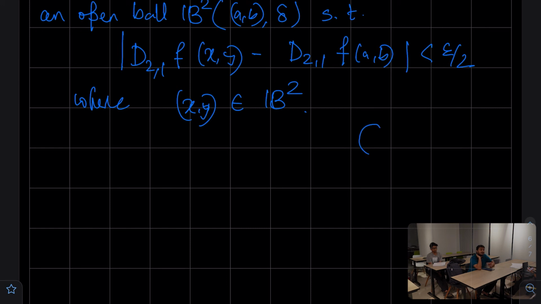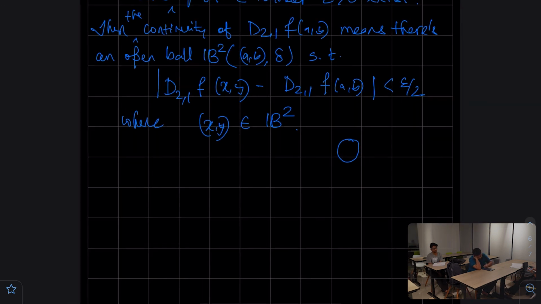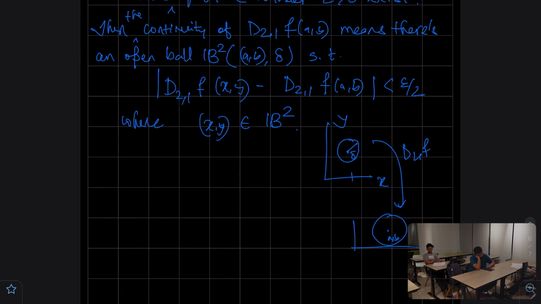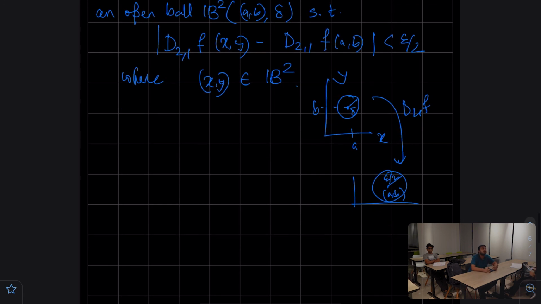So this is in the xy plane, and this is the radius delta. This is also the xy plane, but this is in this function. So there is this map D21 f from there to here, centered again at (a, b), with radius epsilon over 2. It's an open 2-ball, specifically in the xy plane, that's why it's a 2-ball. That's the continuity definition.